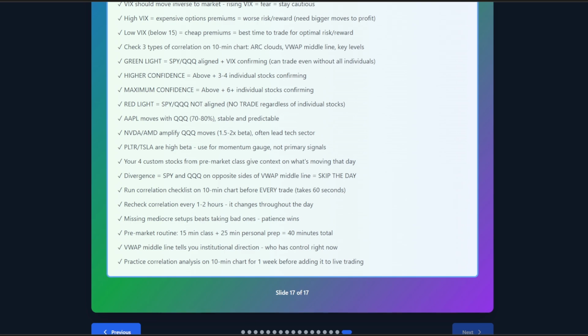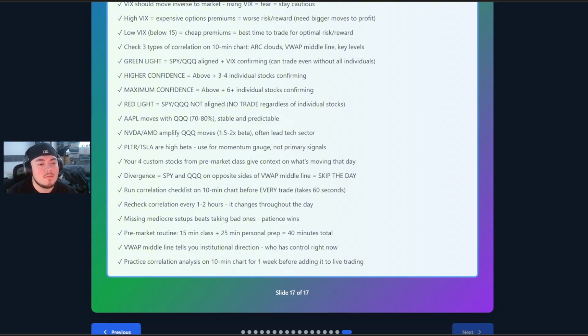Your 4 custom stocks from pre-market class give context on what's moving that week or that day, right? Lately, we've been seeing oil's been hot because of all this war news and everything. We follow the themes and we trade the themes, right? The themes is where the volume is, and the volume is where the opportunity is. Divergence, SPY and QQQ doing opposite things: skip setups or play very tightly, with a tight stop loss.